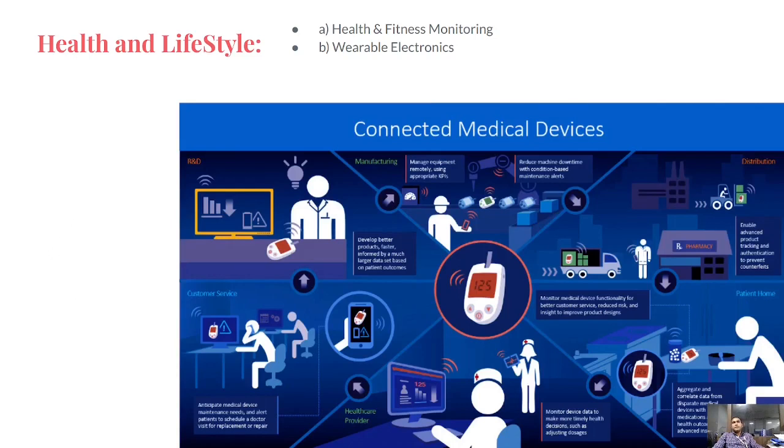Another important sector is the health and lifestyle sector, where the Internet of Things can be used. It can be used for health and fitness monitoring, and also for wearable electronics. We can have sensors on the human body sensing some vital parameters, which are then transmitted to the cloud. In the cloud, we can run applications to detect different diseases from the physiological signals. Once we detect some anomaly, we can provide health services to that person. We can even track that person. So health and fitness monitoring and wearable electronics are some of the applications of IoT in the health and lifestyle sector.